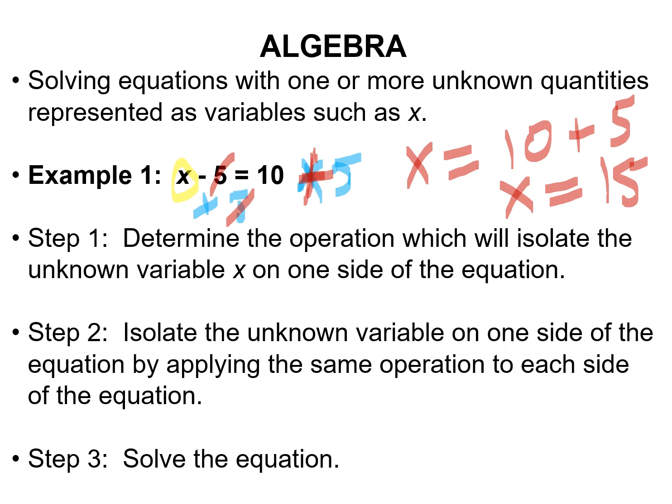Hopefully that makes sense. Remember, if you're doing something to one side of the equation, you're doing something to the other. So you isolate the unknown variable on one side of the equation by applying the same operation to each side, and then we solved it. So if we know that x minus 5 equals 10, that means x has to be 15.